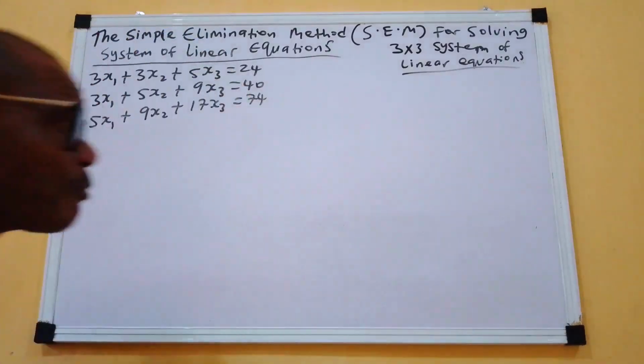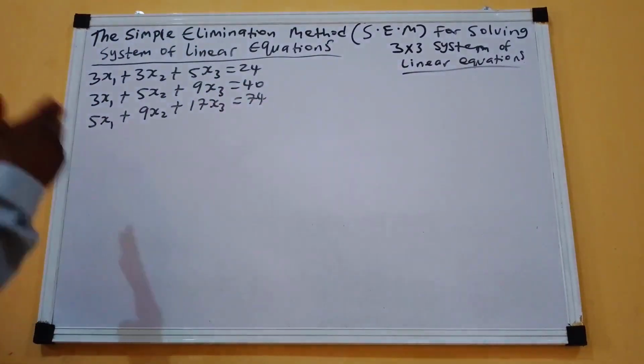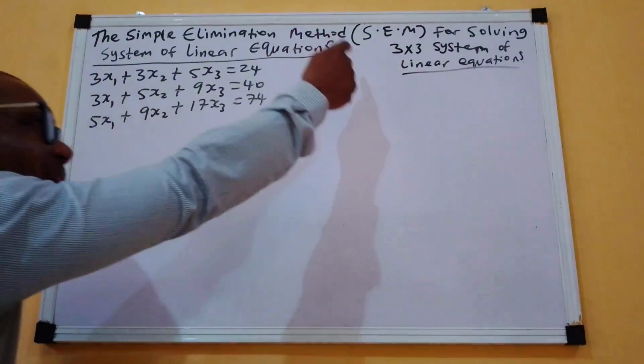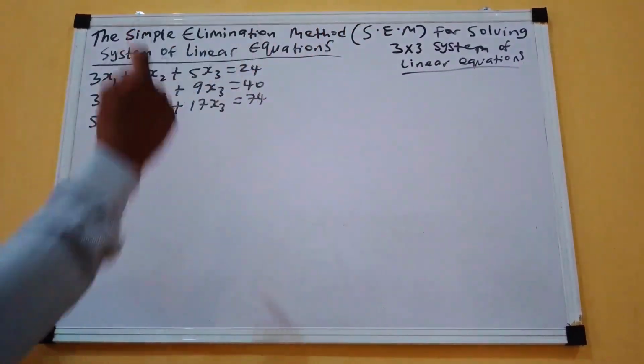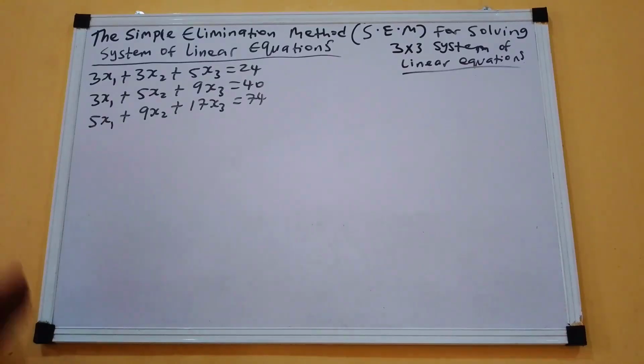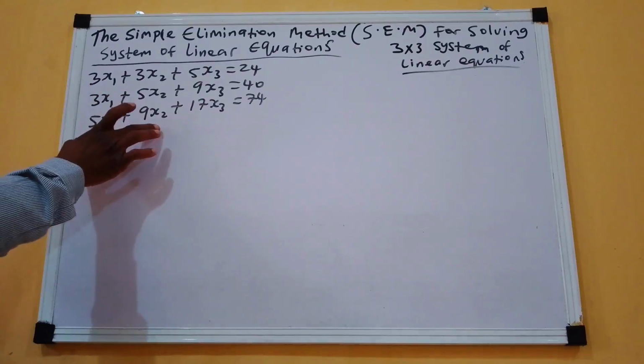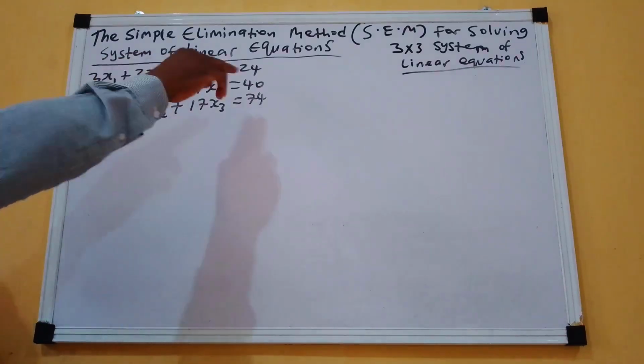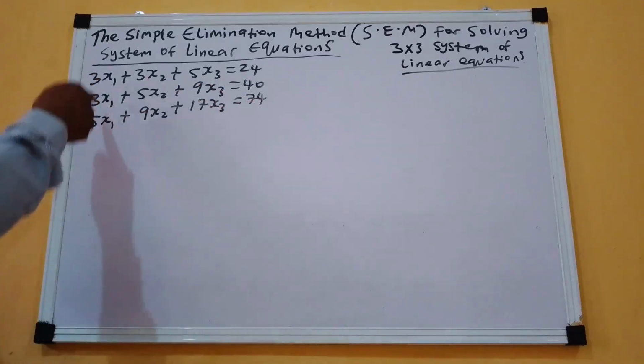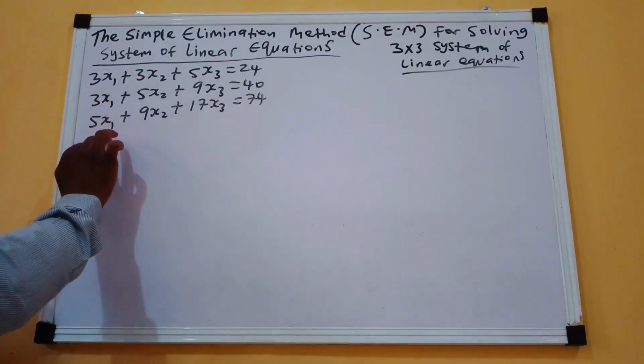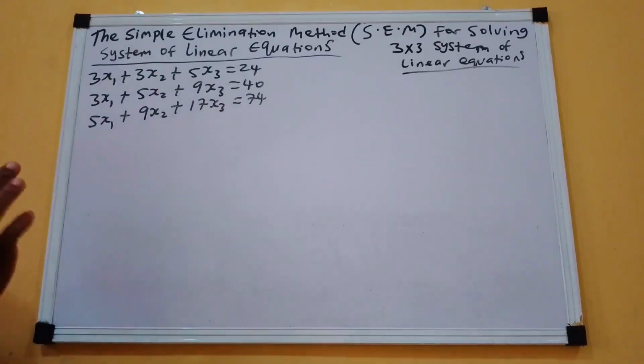Now, if you are to use the simple elimination method, known as the S.E.M, to solve a given system of linear equations, note that this system is a 3 by 3 system. It has 3 equations and 3 unknowns to be resolved: x1, x2, and x3.